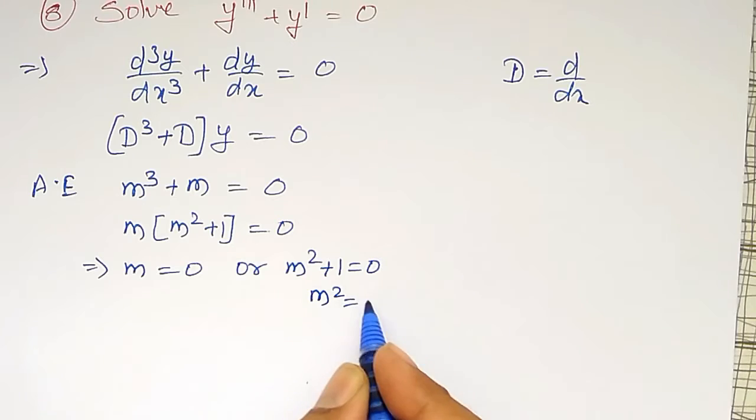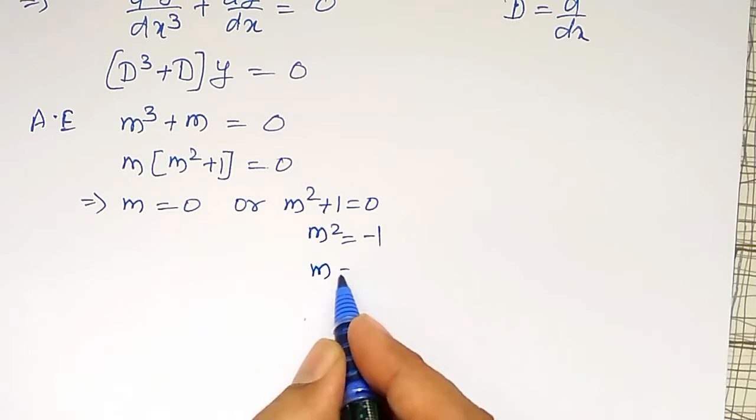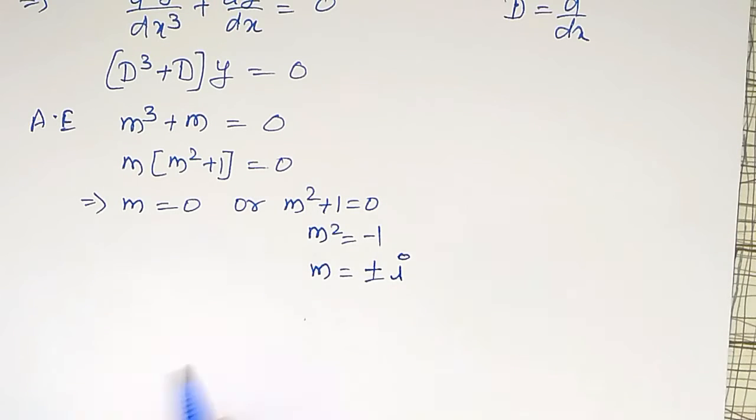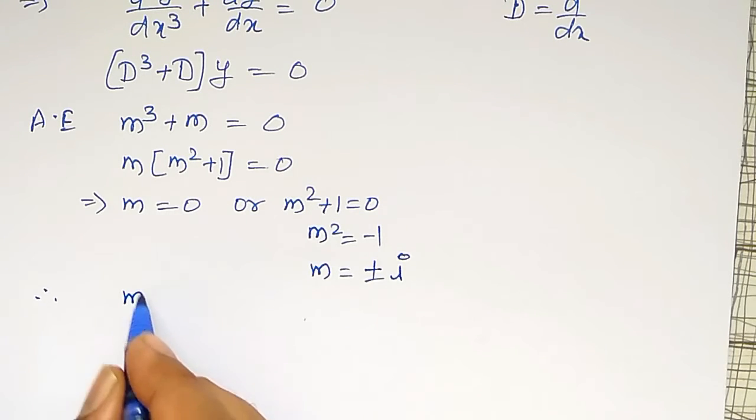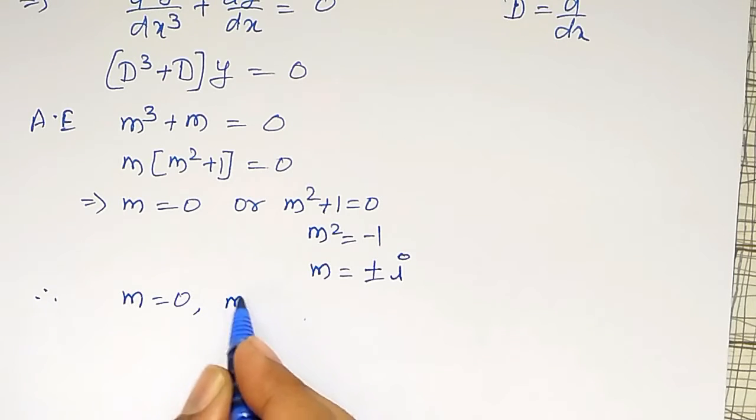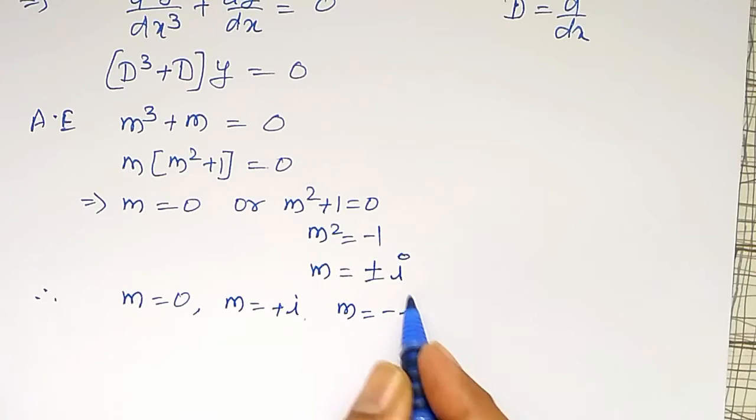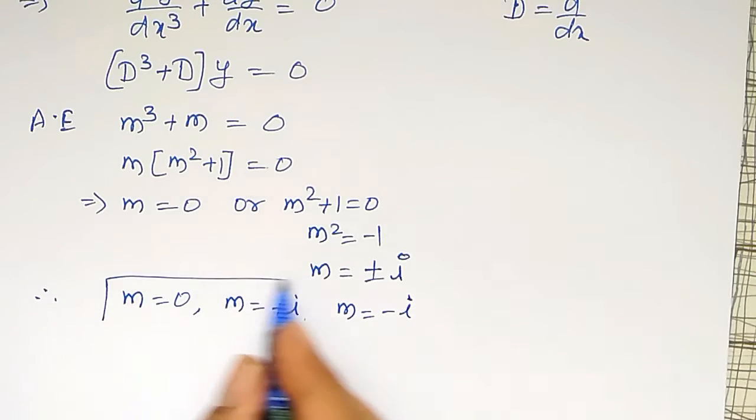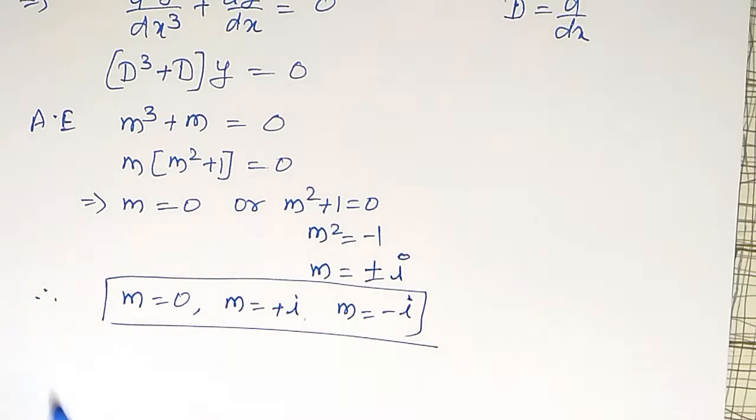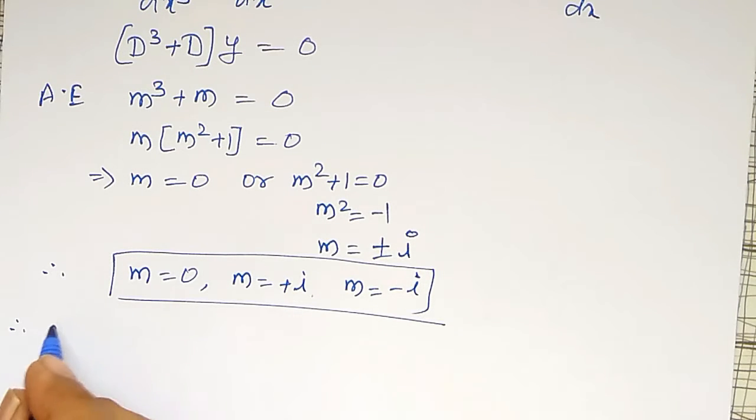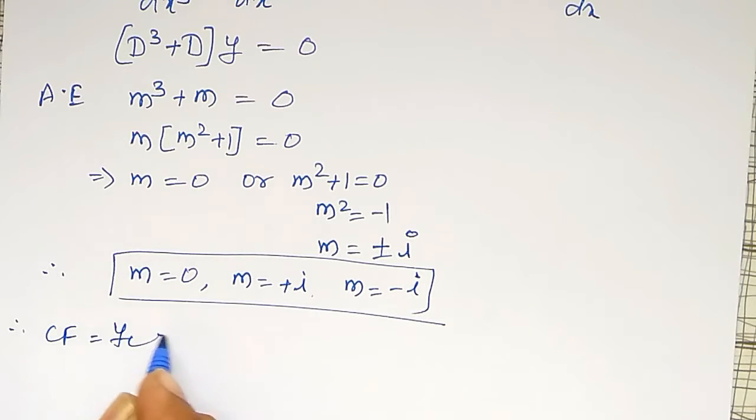m square equal to minus 1, meaning m equal to plus or minus i. Therefore m equal to 0, m equal to plus i and m equal to minus i are the three roots of this equation. Then the solution is given by CF, that is yc, as the right hand side is 0, only CF is the solution.